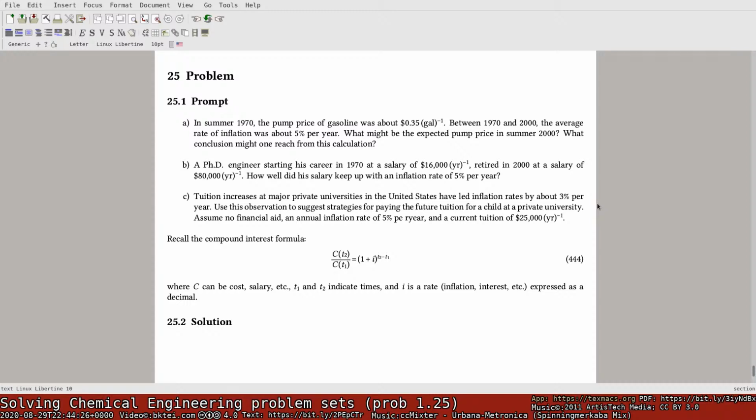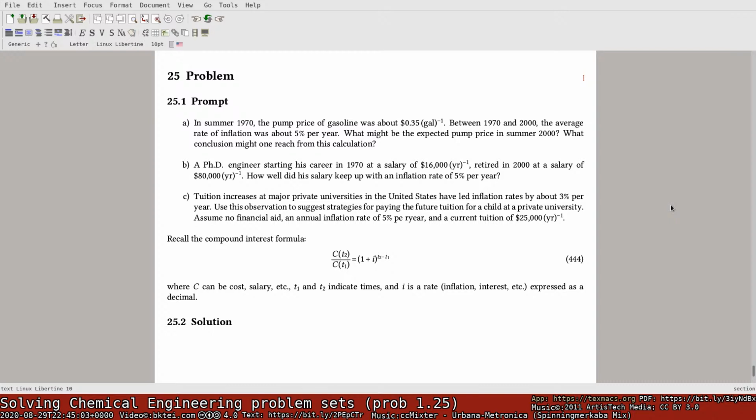Okay, last question for the Chapter 1 problem set. Problem number 25. Let's see. We got Part A. In summer of 1970, the pump price of gasoline was about 35 cents per gallon. Between 1970 and 2000, the average rate of inflation was about 5% per year. What might be the expected pump price in summer of 2000? What conclusion might one reach from this calculation?